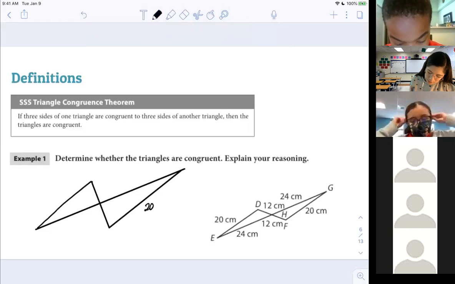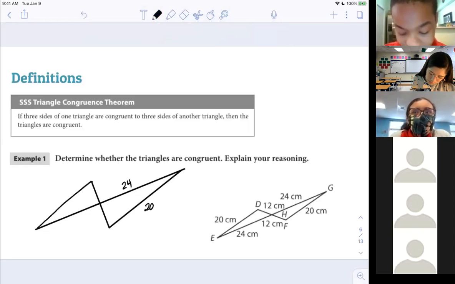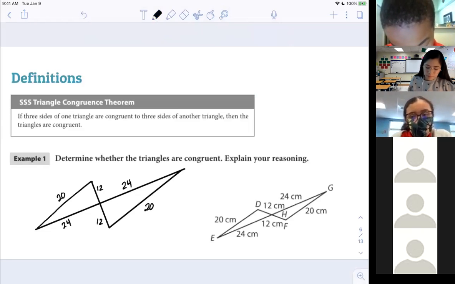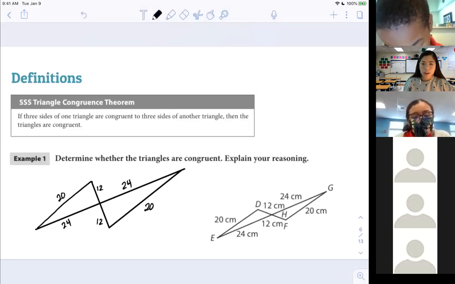I have a quick question. Yes. For the SSS theorem, let's say all the sides are equal. What if the angles are not equal? Would that be possible? The reason that SSS works is because if all the sides are equal, all the angles have to also be equal. So that's why I can prove that they're congruent just by looking at the side measurements. Okay, thank you. You're welcome.